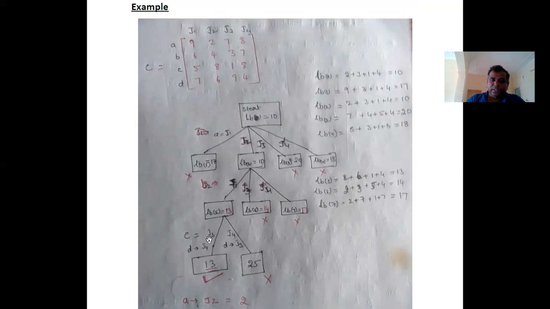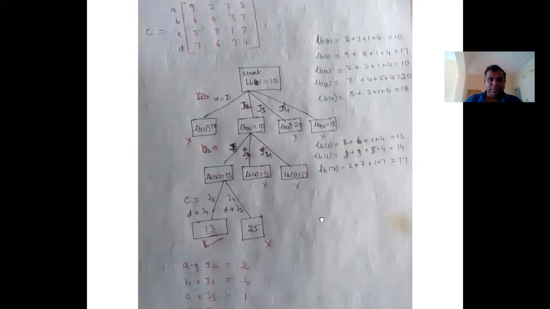If C is assigned to job 3, what is the remaining assignment? D is assigned to job 4. In that case, the cost is 13. If C is assigned to job 4, the remaining assignment is D assigned to job 3. In that case, the cost is 25. So which is the least? 13 is the least. So there is no other cost, and this is the optimal solution.